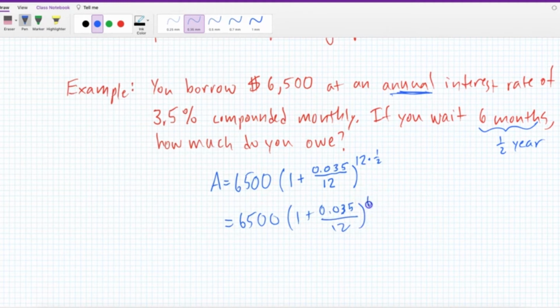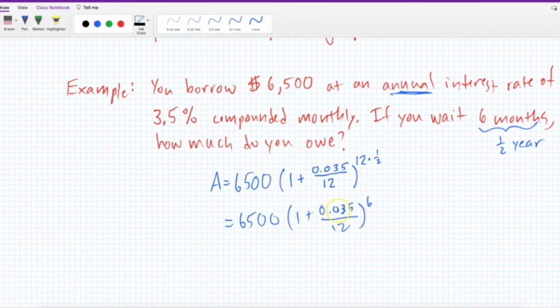$12 times 1/2 is 6. Okay, so this is going to be what I put in my calculator, but at this point, you generally do want to switch to the calculator. Now, if you have a calculator that can only do one function at a time, you got to make sure that you do this in the correct order.